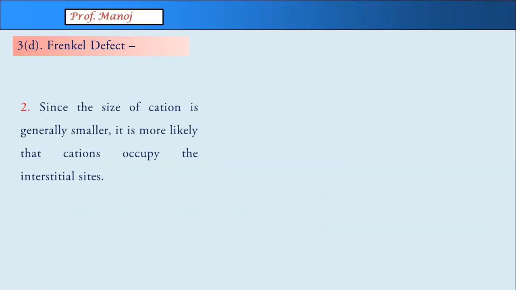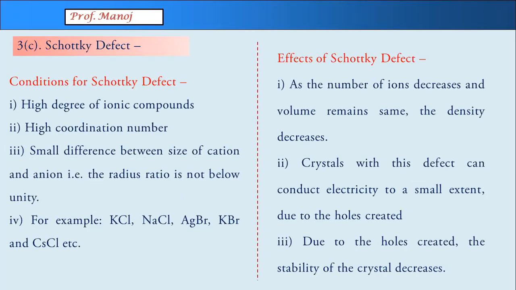Just like other ions, since the size of the cation is very small, it can move quite quickly. So usually cations migrate and are seen at the interstitial site. Watch the examples. Can anyone tell me what similarity you see there? AgCl and AgBr. I will go back for a moment just to show you the examples.